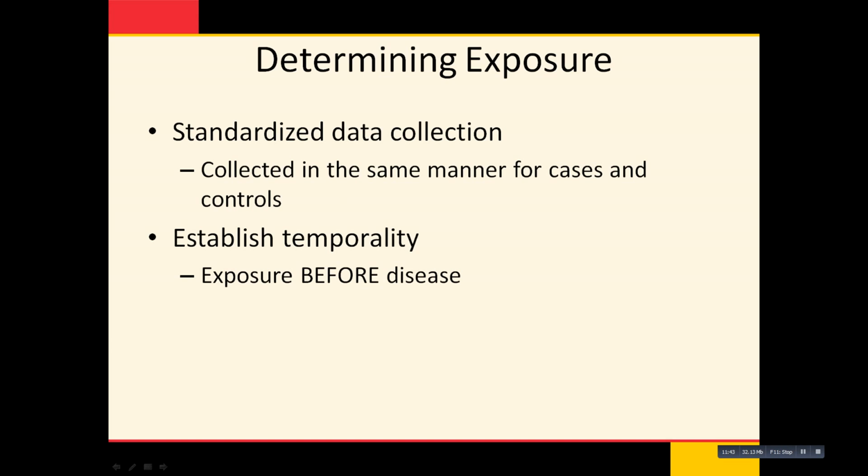So as in cohort studies, determining the exposure and the outcome is very important. The outcome here in a case control study is decided by determining your cases and your controls, but then we need to look back in time to determine the exposure. And to help prevent some bias in our measuring and determining exposure, we need to have a standardized data collection. We want to collect the data in the same way for the cases and the same way for controls, and we want to establish temporality. We want to ensure the exposure happened before the disease. The ways that we collect exposure and the information sources that we use are very important when you're evaluating a case control study.